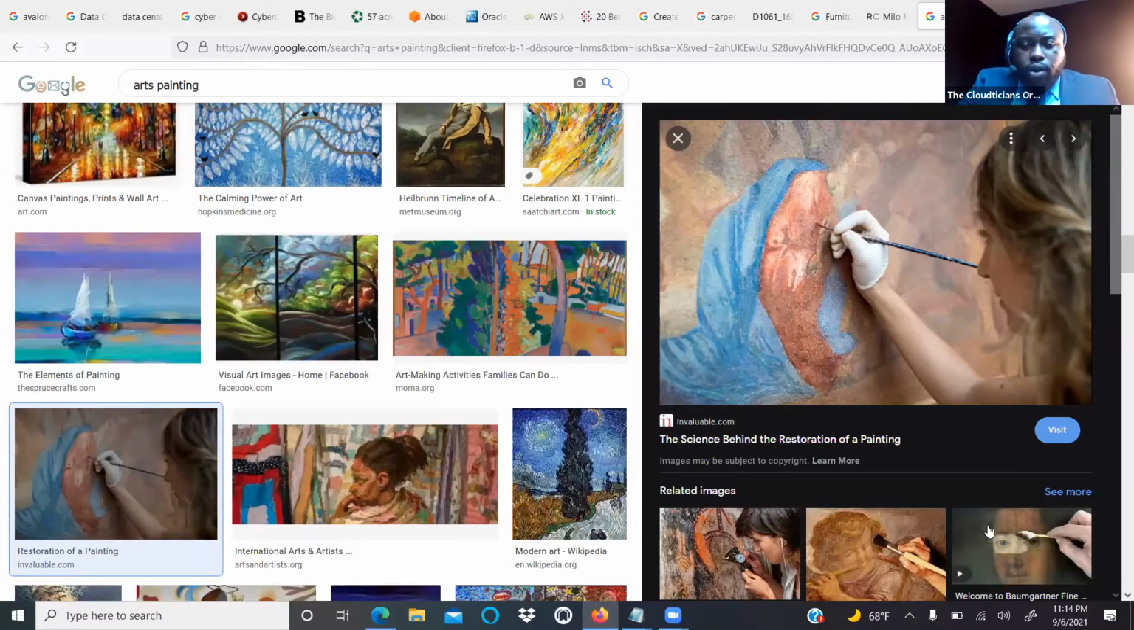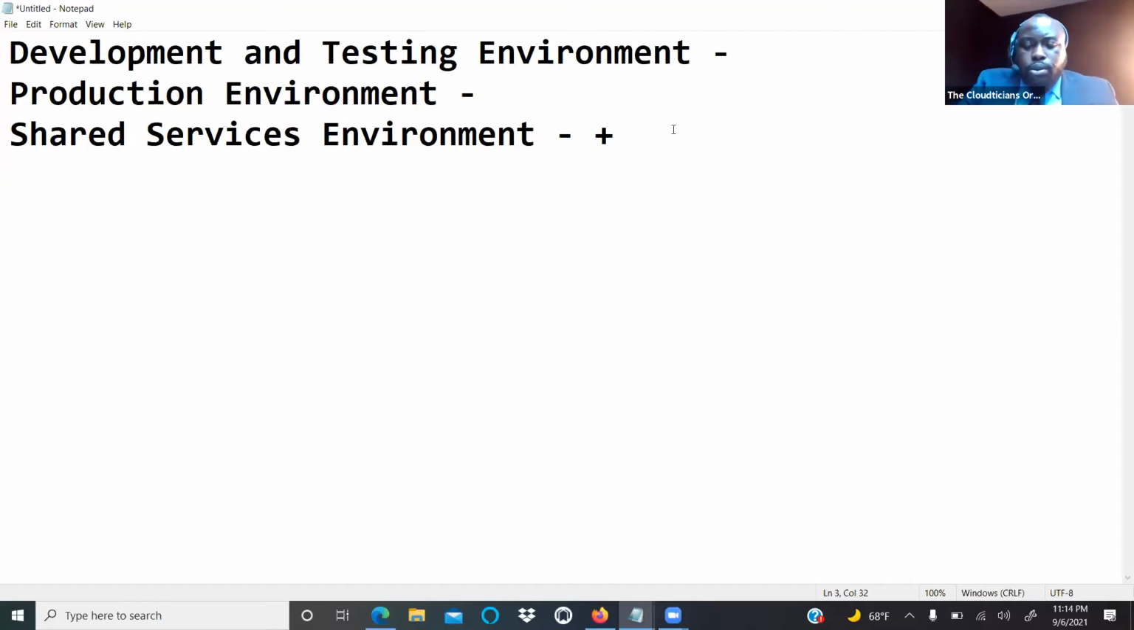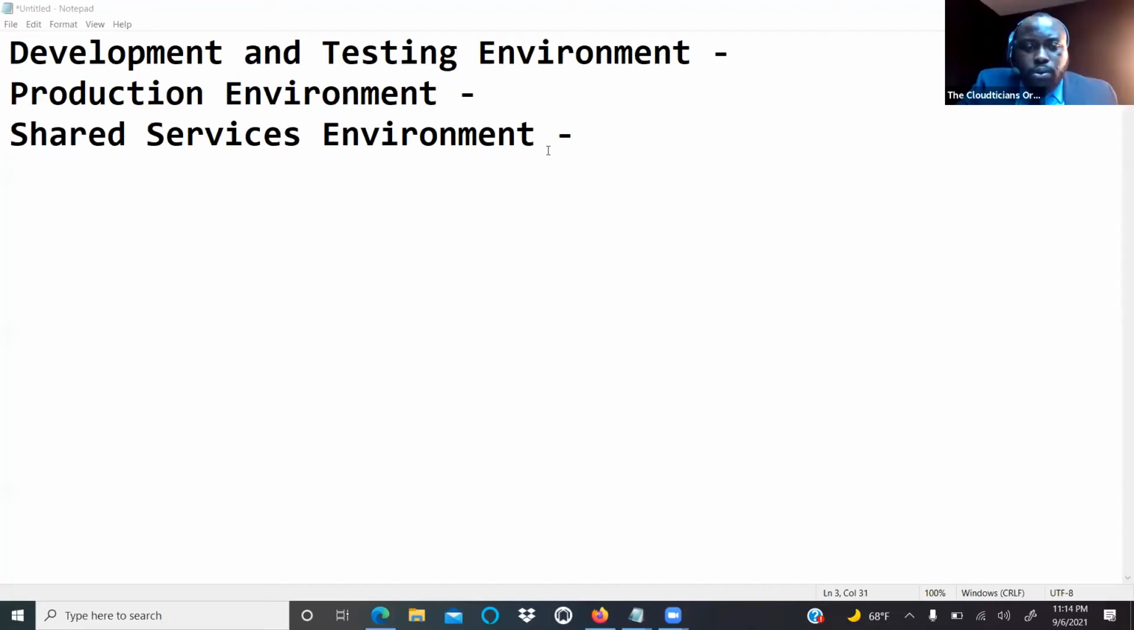Okay, good stuff. So is everyone clear on the environments now? Why we have these multiple environments? Yes, sir. Okay. Is there any more questions on this before we move on? Sorry, Doctor, we only spoke about the development and testing as well as production. We didn't speak about the shared services part. No, we did. Oh, we did.